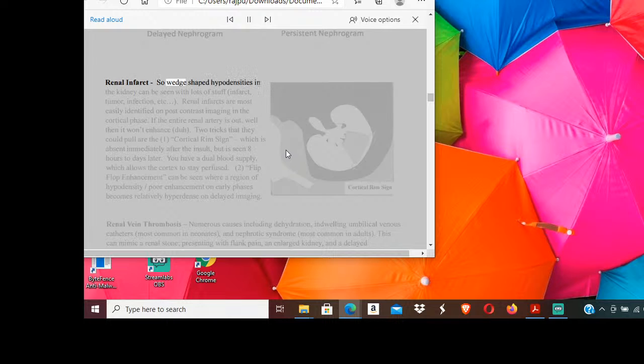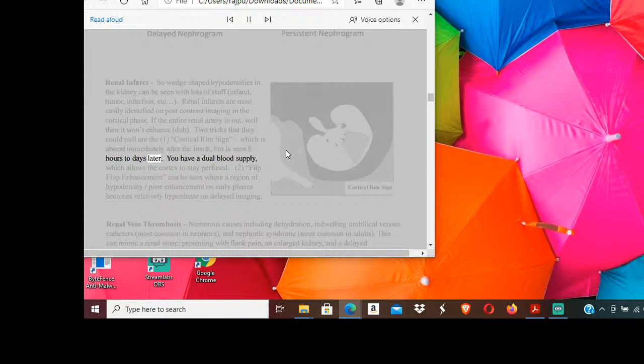Renal infarct. Wedge-shaped hypodensities in the kidney can be seen with lots of stuff: infarct, tumor, infection, etc. Renal infarcts are most easily identified on post-contrast imaging in the cortical phase. If the entire renal artery is out, well then it won't enhance, duh. Two tricks that they could pull are: 1. Cortical rim sign, which is absent immediately after the insult, but is seen 8 hours to days later.